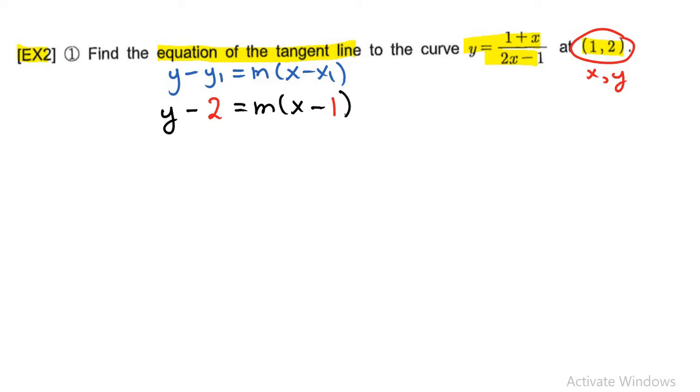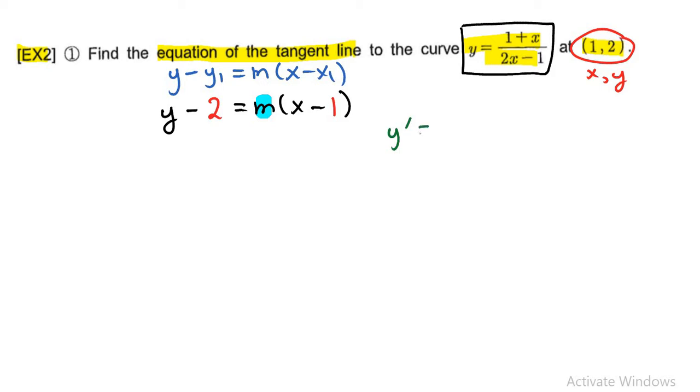Alright, so I've correctly put the values of x and y into the equation of the tangent line. And now the goal is I need to find the value of m, which is the slope. And I find the slope value by taking the derivative of this expression right here by using the quotient rule. Alright, so I'll use my green marker here.